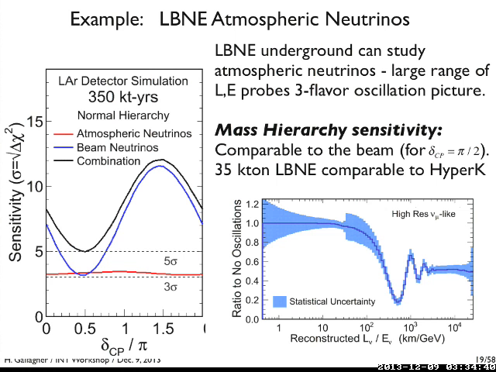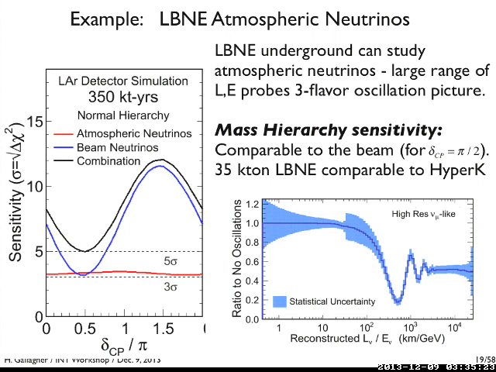In fast Monte Carlo studies that were done for LBNE, it turns out that if you had this 35 kiloton detector underground and you looked at the sensitivity to resolving the mass hierarchy, coming from the beam and then from atmospheric neutrinos, the beam sensitivity has a quite large dependence on the true value of delta CP, while atmospheric neutrinos are basically insensitive to that parameter. So for values of delta CP that are difficult for the beam, atmospheric neutrinos actually have comparable sensitivity to the mass hierarchy as the beam neutrinos for LBNE.